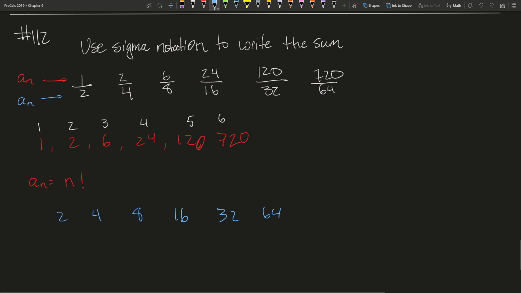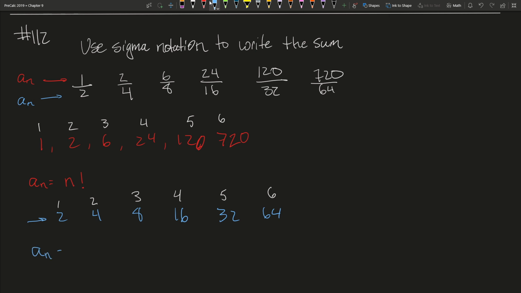So we need to go from 1 to 2, from 2 to 4, from 3 to 8, 4 to 16, 5 to 32, and 6 to 64. Okay. And again, this takes a little bit of practice, and you'll get this as you get more experience doing this. But immediately I noticed that all the blue numbers are just doubling, which is a good indication that it's some power of 2, right?